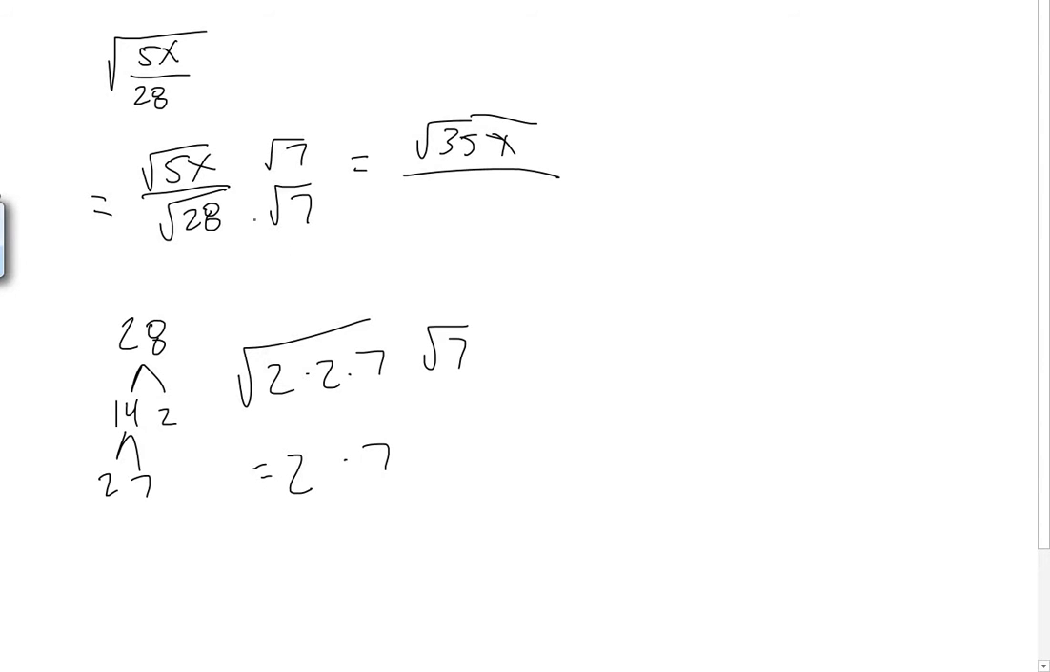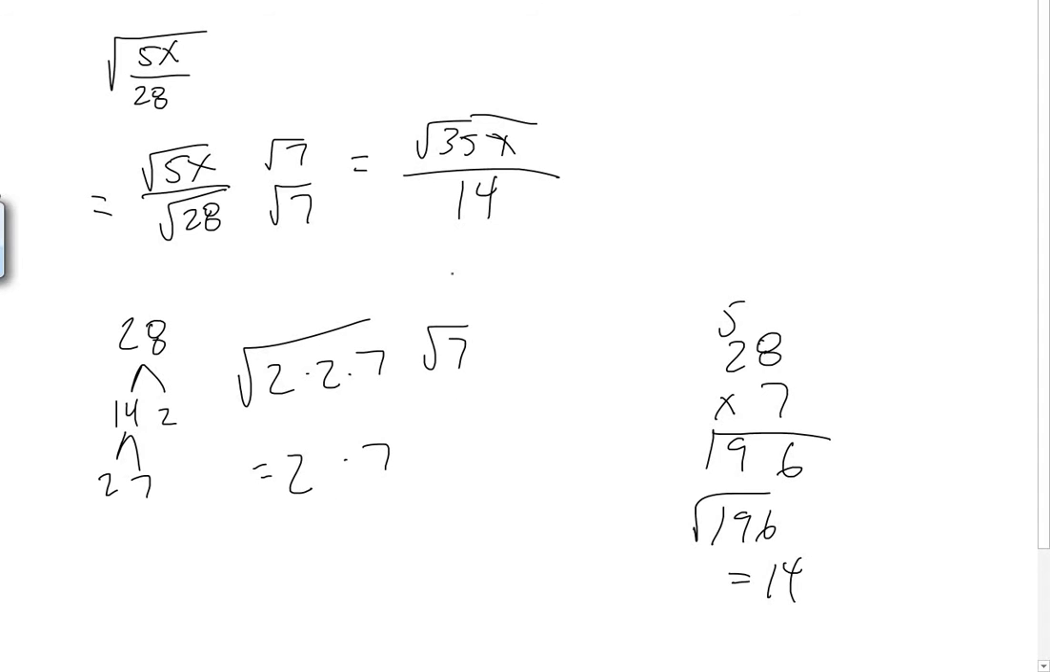over, I could multiply 7 times 28. 7 times 28 is 196. But then the square root of 196 is just 14. The truth is, I already knew the answer was going to be 14 because I pulled out a 2 and I pulled out a 7, and 2 times 7 gives me 14 down here anyway. So then my answer is just square root of 35x all over 14.